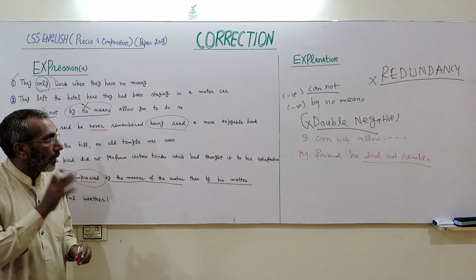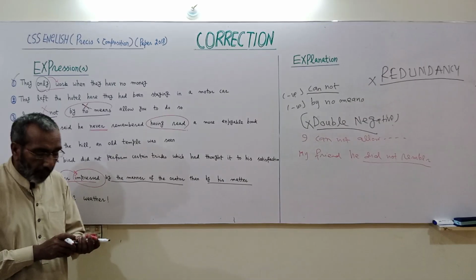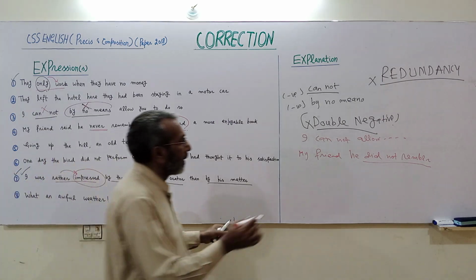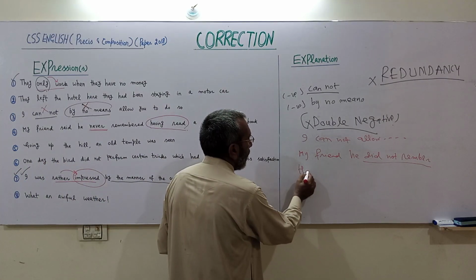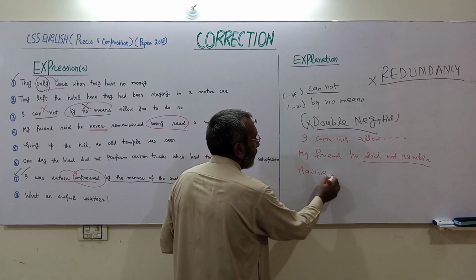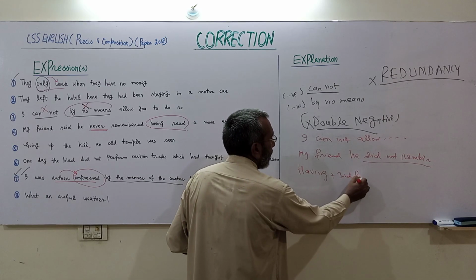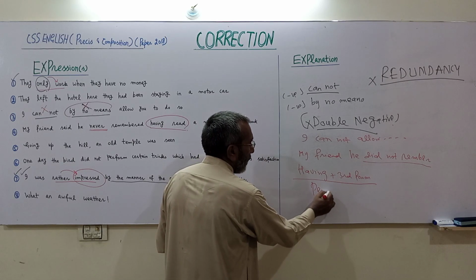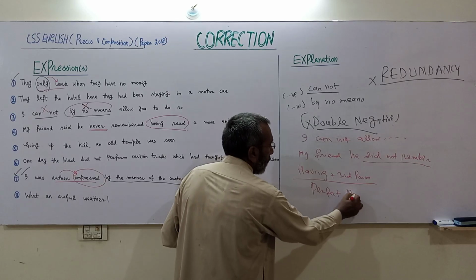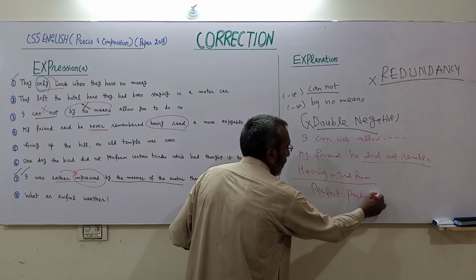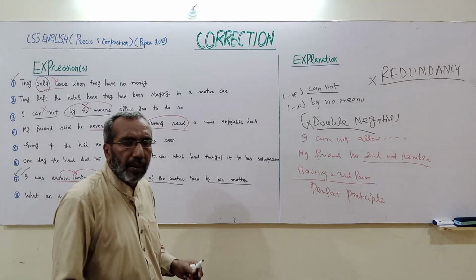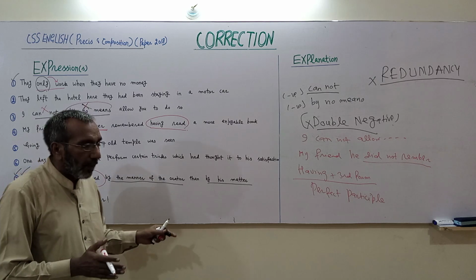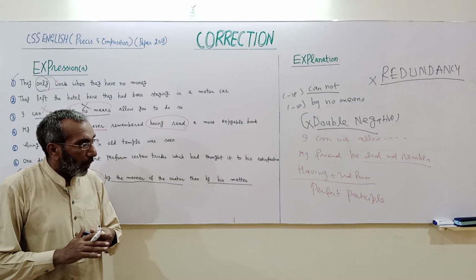Having read, technically, it is called what? Not past participle. Having plus the third form is technically called perfect participle. You would have heard of present participle, past participle. Perfect participle is a bit uncommon, but this structure is used when we talk about something before, after completing something.